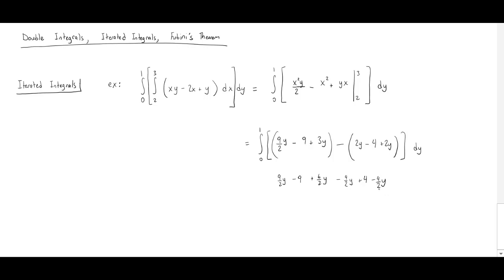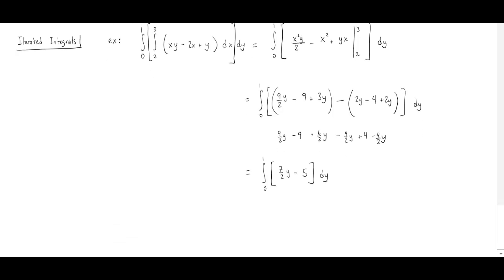So then I can combine like terms. So 9 plus 6 is 15. It'll be minus 8, so it'll be 7 over 2y. And then minus 9 plus 4 will leave me with minus 5. All right, so now it's relatively simple. So just integrating that with respect to y. So it's going to be 7 halves times y squared over 2 minus 5y. Now we're going to plug in 0 and 1 for y. Okay.